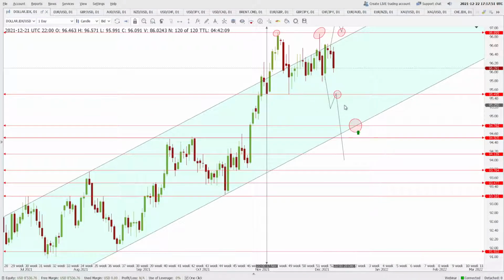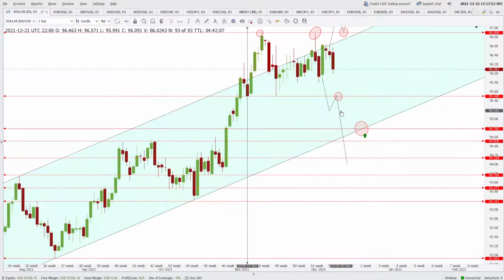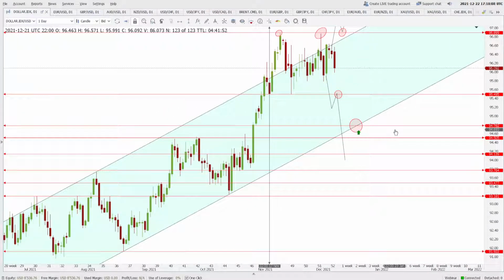But where is the current support and resistance? The current support is still at 95.49 and the current resistance is at 96.89 in this market, my friends. I hope you understand this point. If you don't, you can comment below and let me know if you don't understand anything. I will try to follow up on this one.